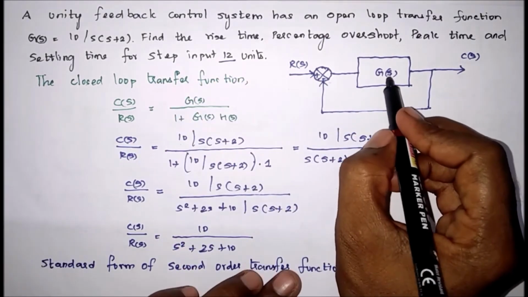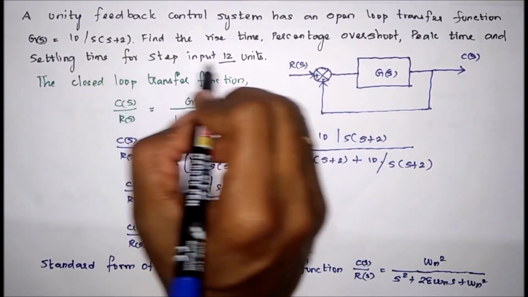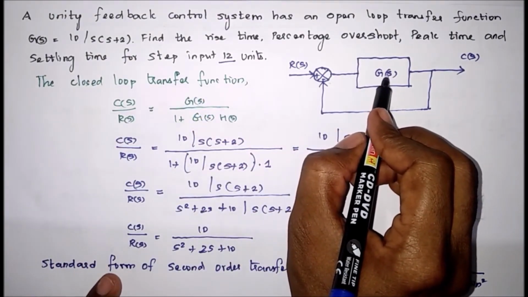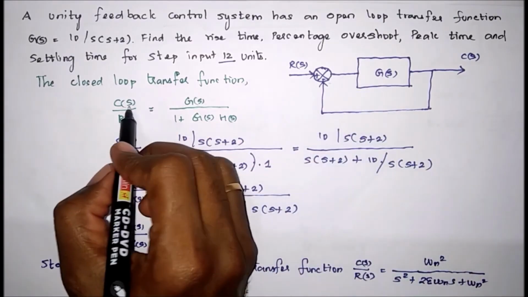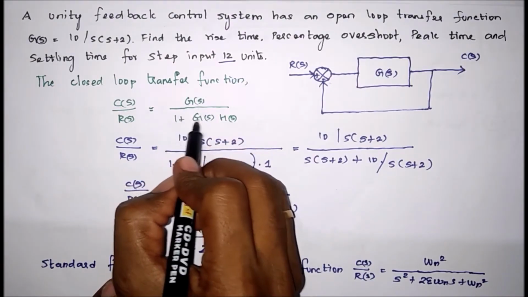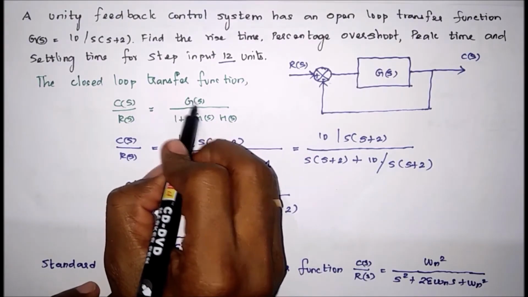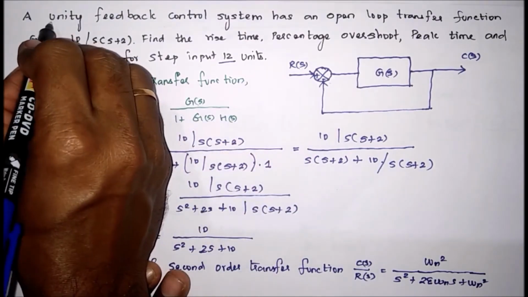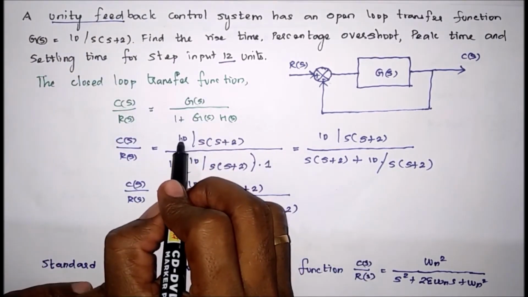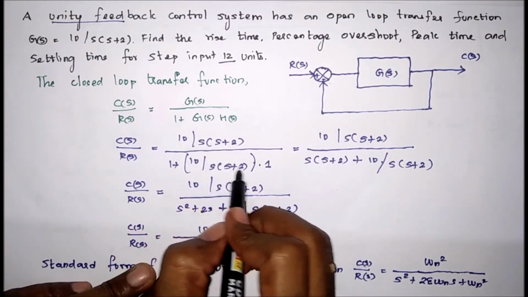From this figure they have given the G(s) value and the input of 12 units. From the open loop G(s), to calculate the closed loop transfer function, the formula is C(s) divided by R(s) equal to G(s) divided by 1 plus G(s) into H(s). So we have to substitute the G(s) value and H(s) value. Here it is a unity feedback system, therefore H(s) equal to 1. So G(s) equal to 10 divided by s into (s plus 2), divided by 1 plus 10 divided by s into (s plus 2).